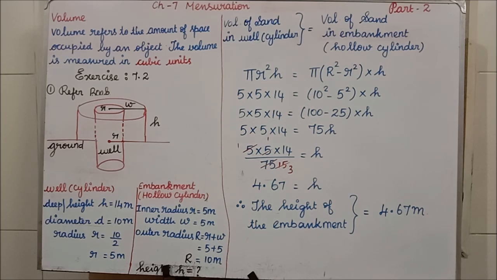A 14-meter deep well. Well means, I think you all know, isn't it? A 14-meter deep well with inner diameter 10 meter is dug and the earth taken out is evenly spread all around the well to form an embankment of width 5 meter. Find the height of the embankment.